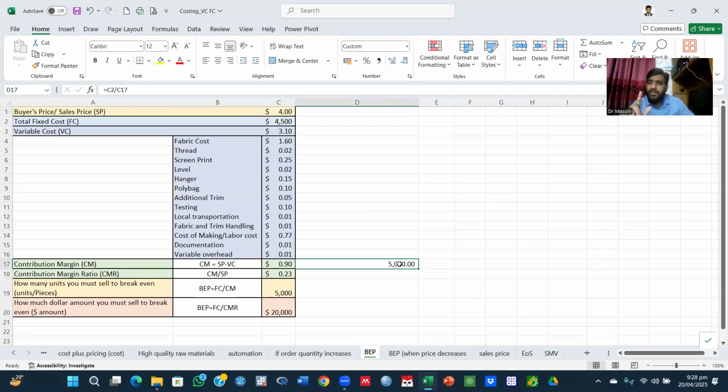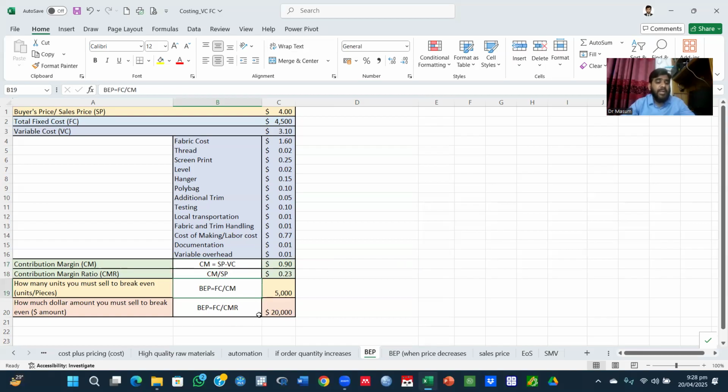You cannot accept any order below 5,000, because if you accept any order below 5,000, it indicates that your company is incurring loss. So when you are accepting an order, you also have to think about the break-even point.